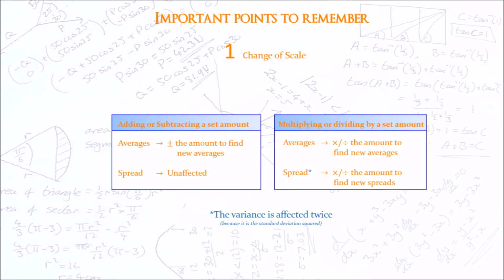Important points to remember when you go into the exam. The first of which is change of scale. So remember how this affects different scenarios. For example, if you're adding and subtracting, your averages change, your measures of spread don't. If you're multiplying and dividing, it all changes. And the one thing to remember is the variance is affected twice in this case.